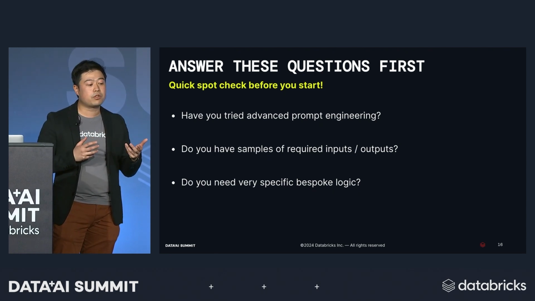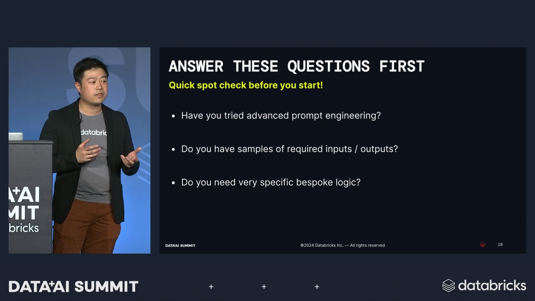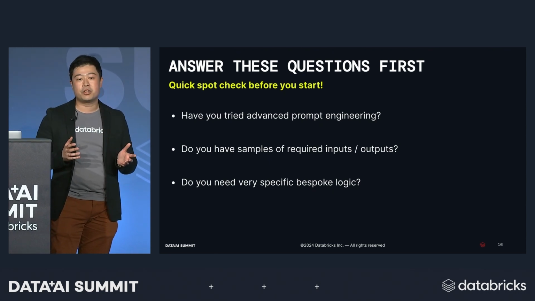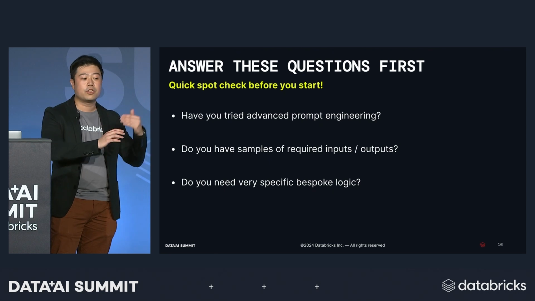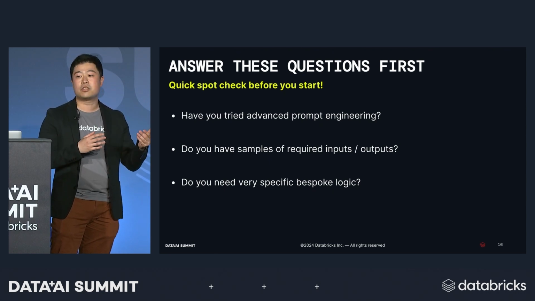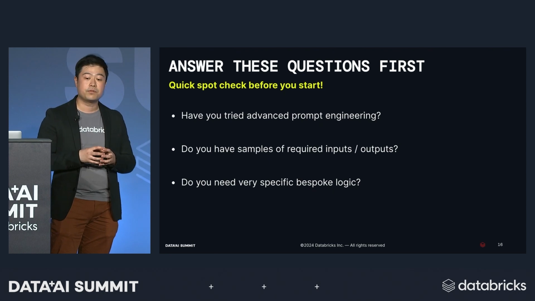In terms of going through and doing the fine-tuning process, just like any other ML project, you're optimizing to a certain target. So do you have inputs and outputs? Do you have samples that you can use to judge whether your fine-tuning is successful or not, and also as data to put in there as part of the fine-tuning process?